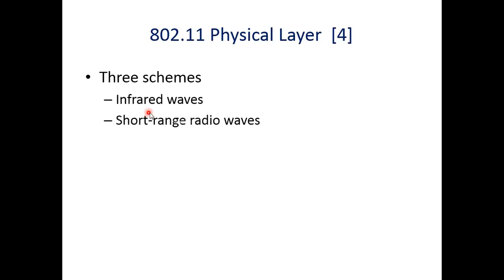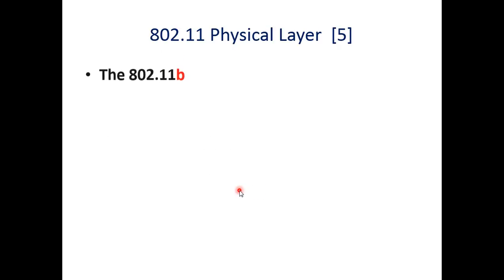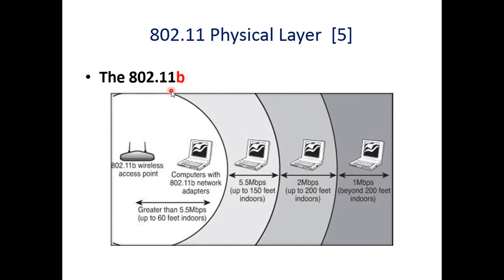First scheme is the infrared waves, and the second lies in the short range radio wave. The drawback of this LAN, meaning 802.11 wireless LAN, is that it provides only 1 to 2 Mbps bandwidth when it was introduced in June 1997 by the IEEE at that time.